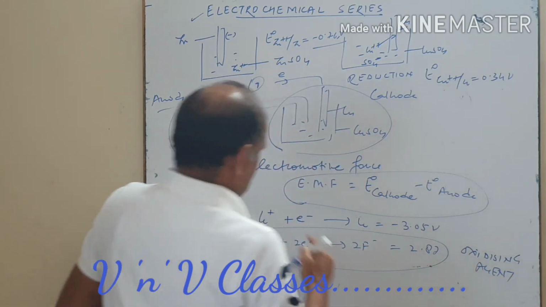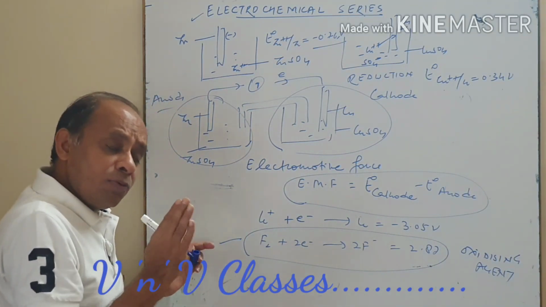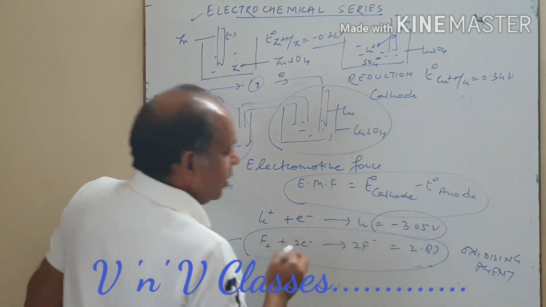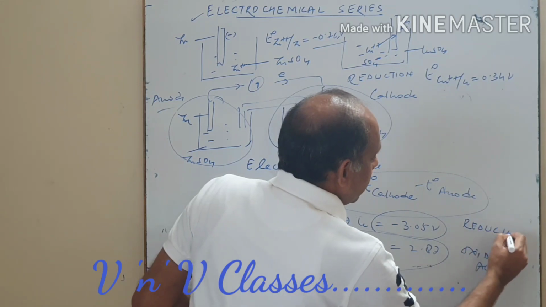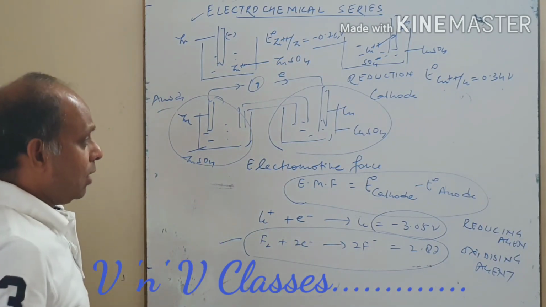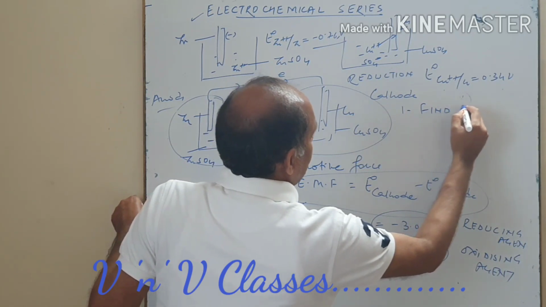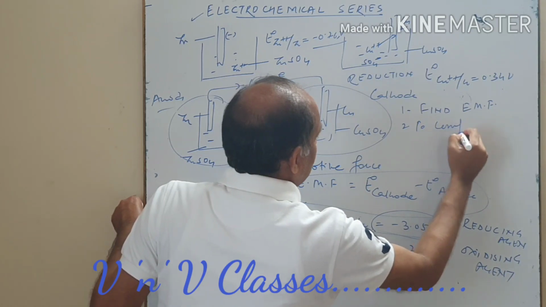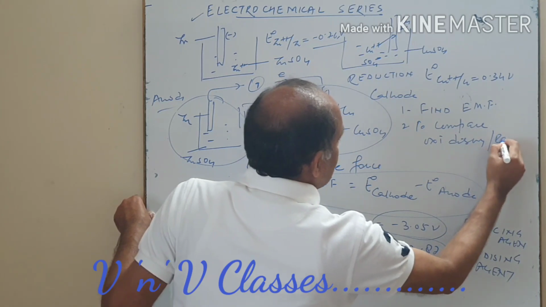And if lithium's reduction potential is minus 3.05 volt, it does not prefer reduction, then it prefers oxidation. Because its value is negative, it prefers oxidation, so we have to consider it a reducing agent. So I am just telling you the applications of the electrochemical series or these electrode potentials. First we find EMF. Second we compare oxidizing and reducing natures.